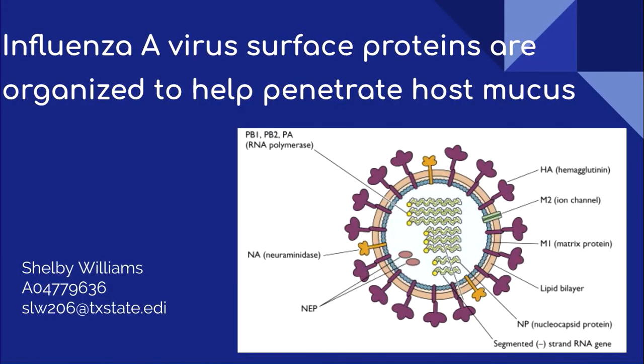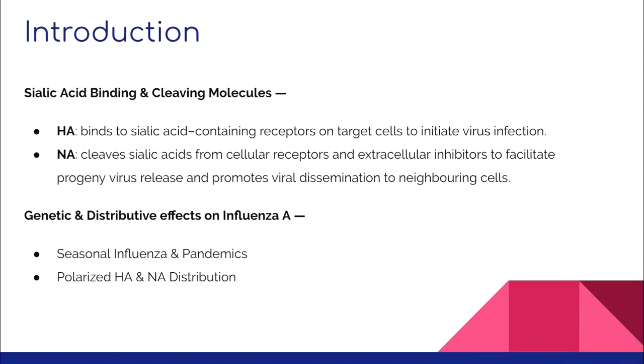Influenza A virus surface proteins are organized to help penetrate host mucus. Influenza A virus enters host cells and evades mucosal immobilization through a combination of attachment and detachment proteins, which facilitate sialic acid binding and cleaving, called hemagglutinin and neuraminidase. Sialic acid is a cell surface component present in excess on a variety of cells and in the mucosal regions.